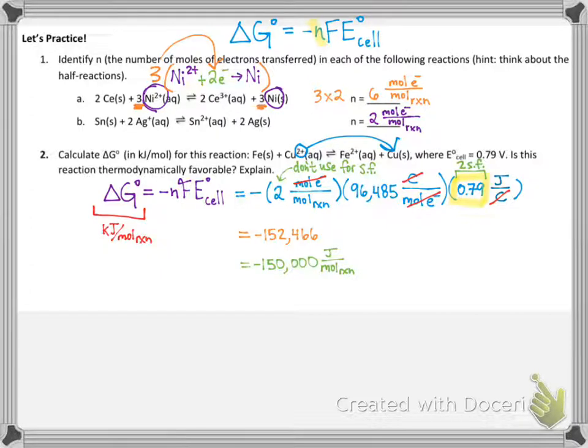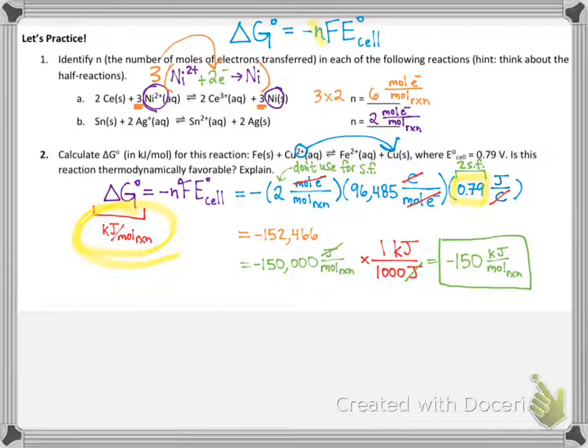So rounding for sig figs, I get negative 150,000 joules per mole reaction, but they wanted the answer in kilojoules per mole reaction. So that is a quick fix. Hopefully you remember that there are 1,000 joules in 1 kilojoule. So our final answer to this lovely and delicious problem is negative 150 kilojoules per mole reaction.